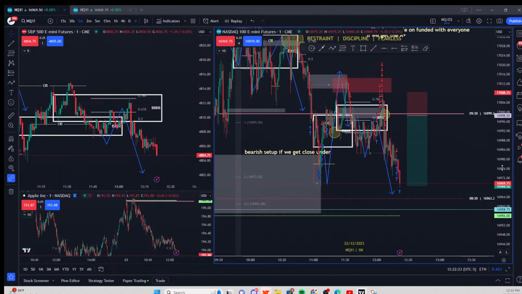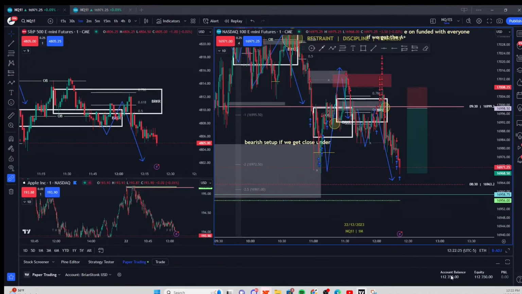How nice. Let's see the trading account now. 12,000 profits. Wait, why does it show P&L as just 0? That's not fun. Doesn't look as cool.